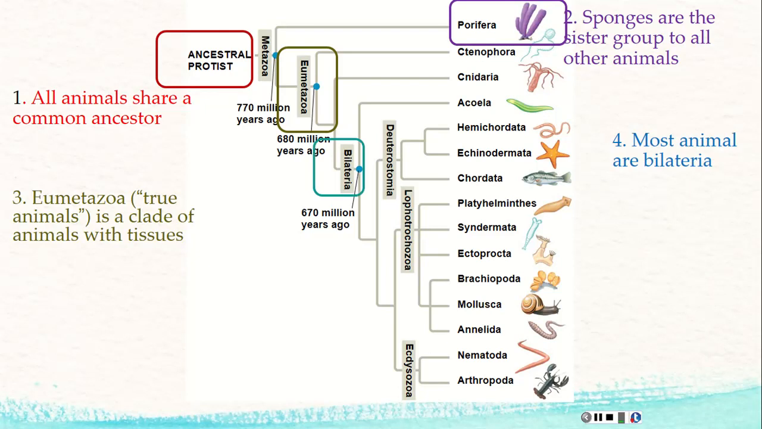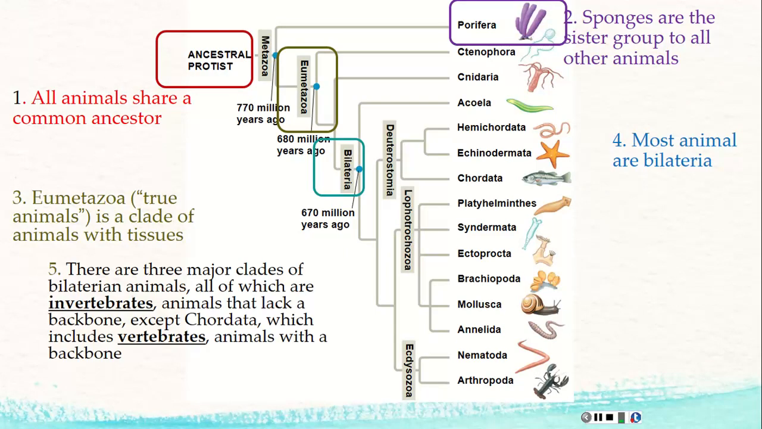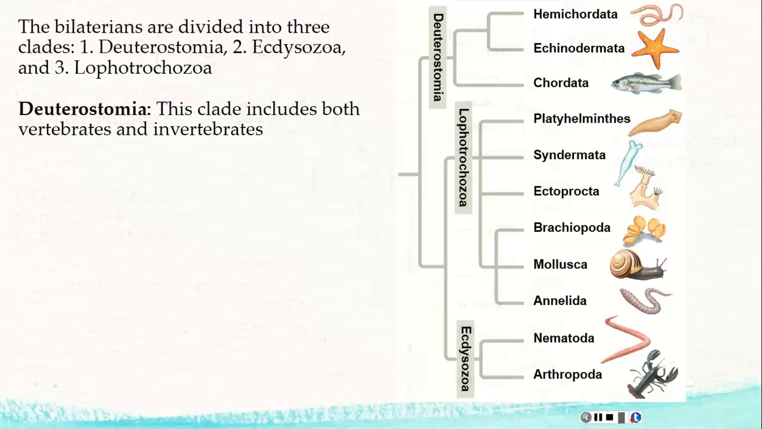Okay. Most animals are bilateral. There are 3 major clades of bilateral animals, all of which are invertebrates, animals that lack backbones, except for the chordates, which are vertebrate species, which include animals like us. Okay.